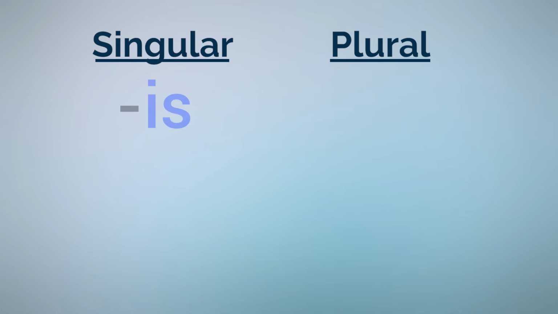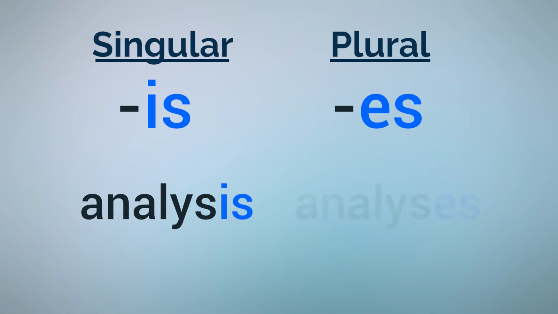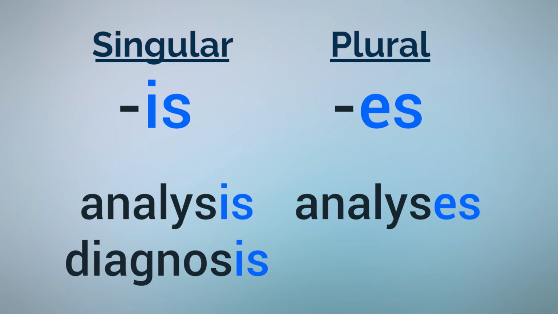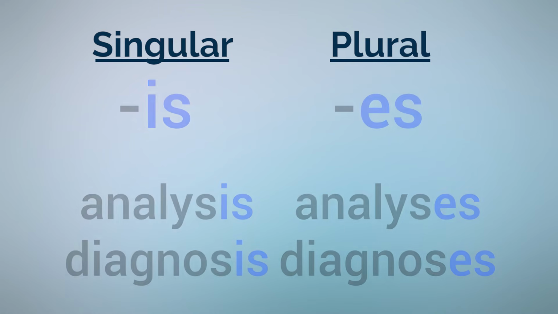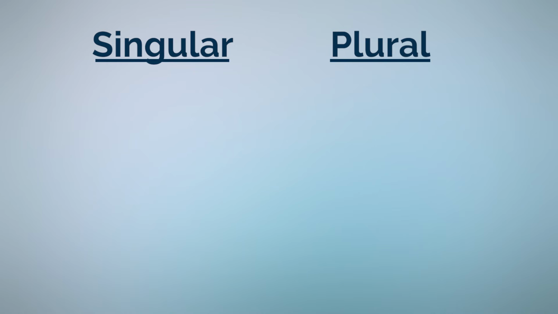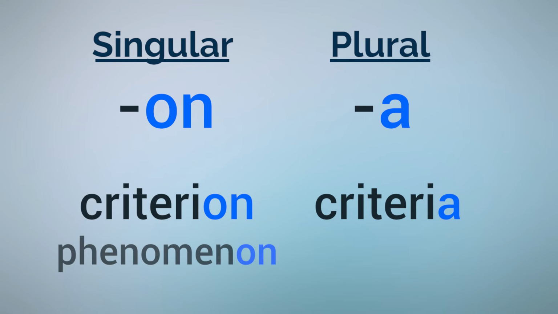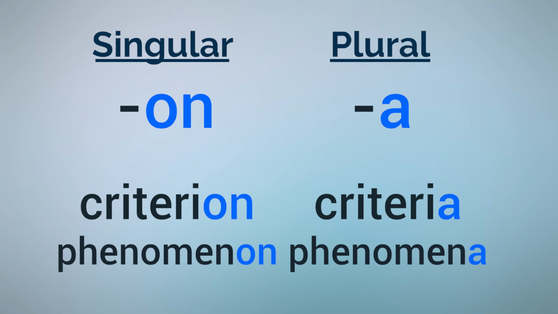Words ending in IS will end in ES. IS becomes ES. For example, analysis, analyses. Diagnosis, diagnoses. And finally, words ending in ON end in A. Criterion, criteria. Phenomenon, phenomena.